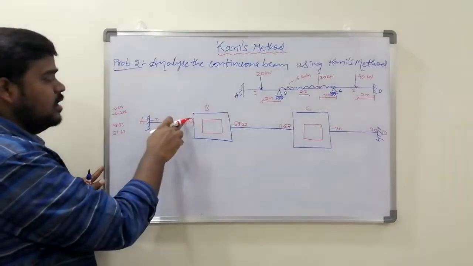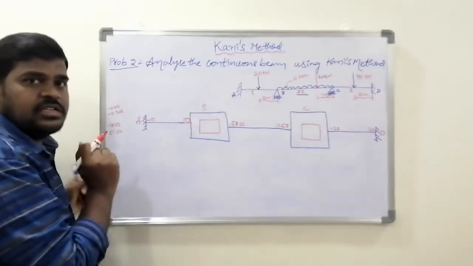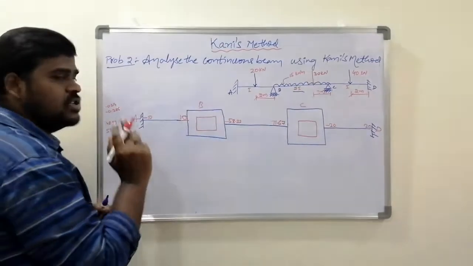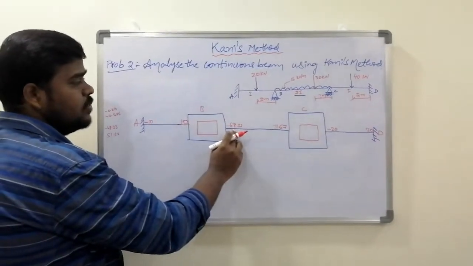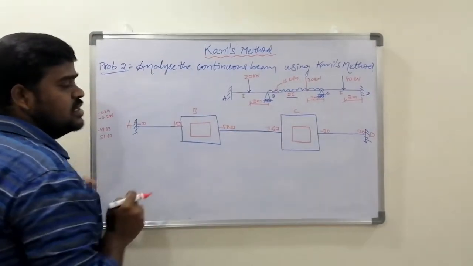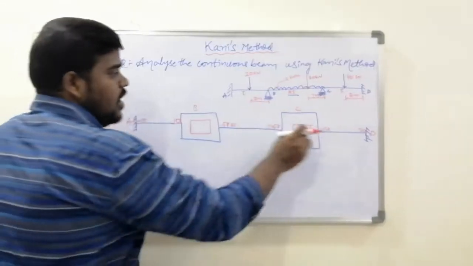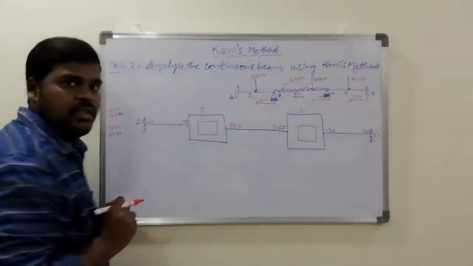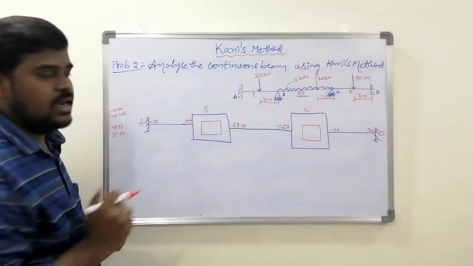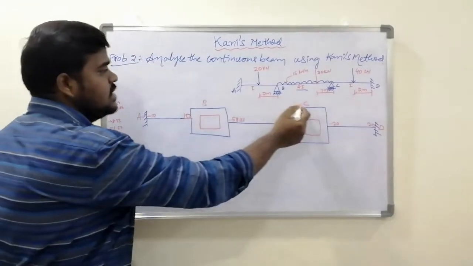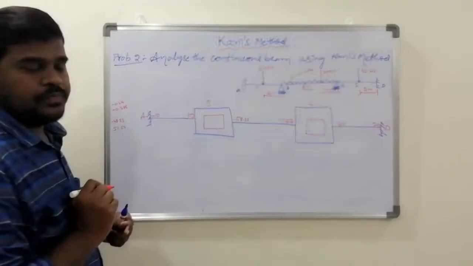So minus 10, 10 are the fixed end moments which are found in step 1, and 50, minus 58.33 and 71.67, these values are from fixed end moments, and minus 20 and 20 are also the fixed end moments of span CD. So I have written A, B, C and D here.